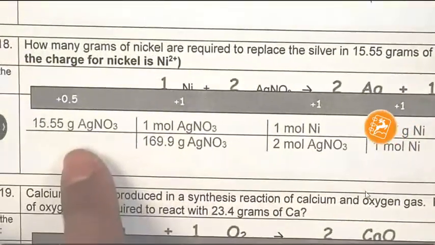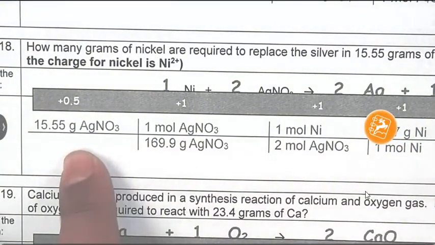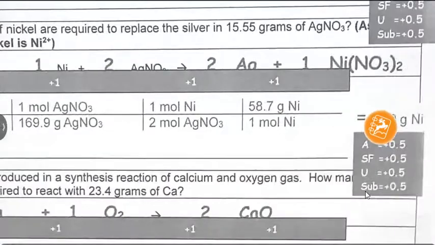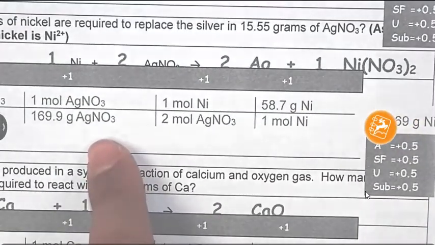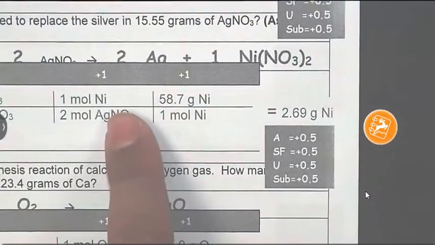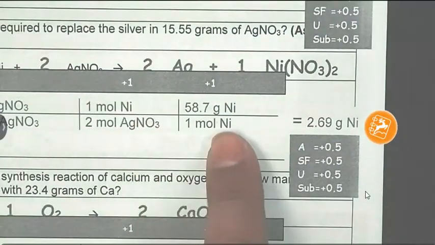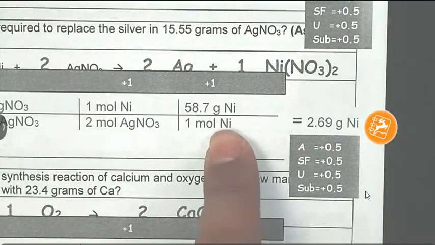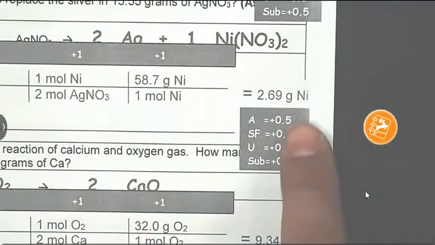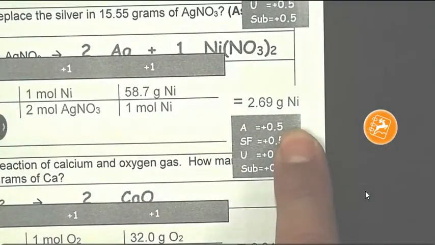18. You start with 15.55 grams of AgNO3. Divide by the molar mass of AgNO3, 169.9. Mole ratio is 1 to 2. Molar mass of Ni is nickel, 58.7. Your final answer is 2.69 grams of Ni.